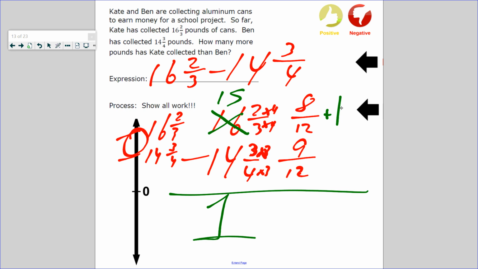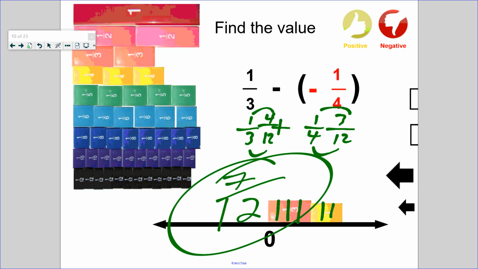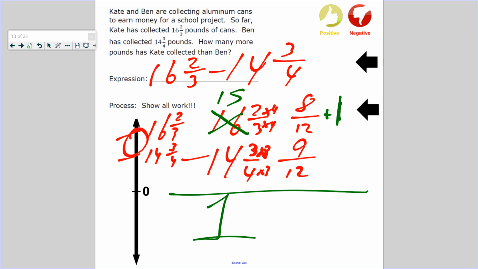Can I rename this 1 whole as a fraction? What's another way to say 1 whole as a fraction? If you think of fraction towers, what's another way to say 1 whole with a denominator 12? 12 twelfths. So I'm going to replace this 1 whole with 12 twelfths. So 8/12 plus 12/12 is 20/12. Now let's subtract this. 20/12 minus 9/12 is 11/12. 1 and 11/12.